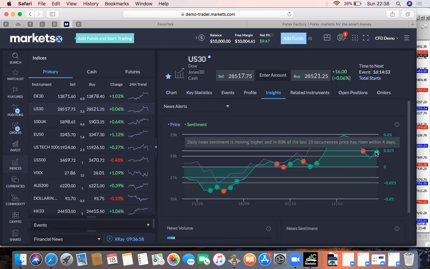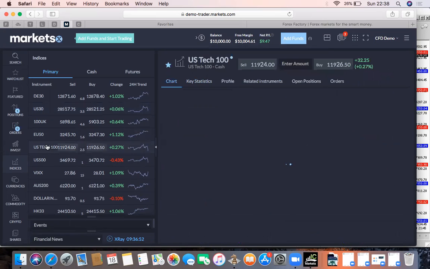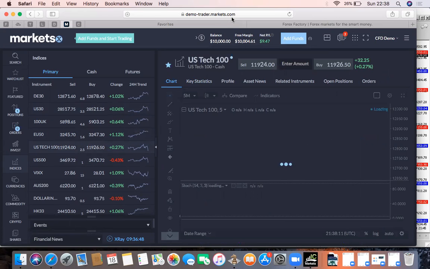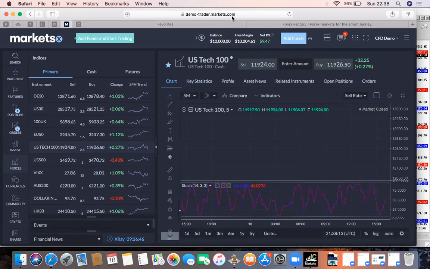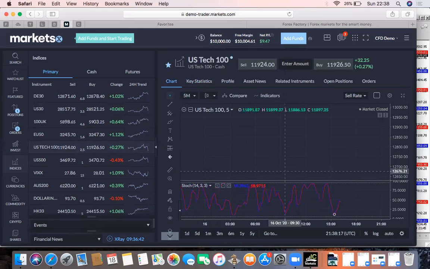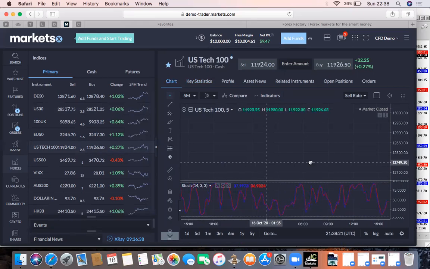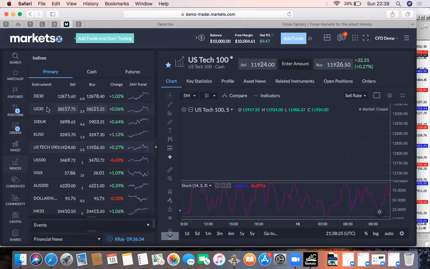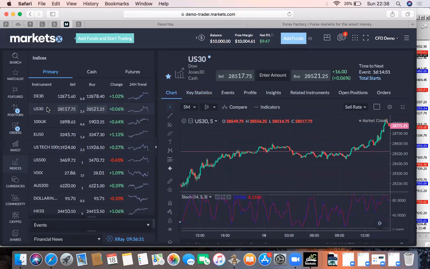Forex, indices. Let me see if this has insights on them. So this is just markets.com. I'm sure if you can't get the app, you could use the web version, and it works great. You could even use them to trade. They're a very good broker. Okay, this one doesn't have insights. But we have the insights on the US30, we have them on some other pairs.